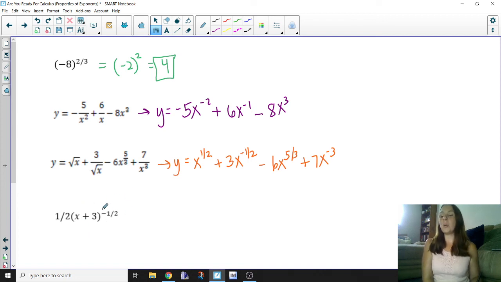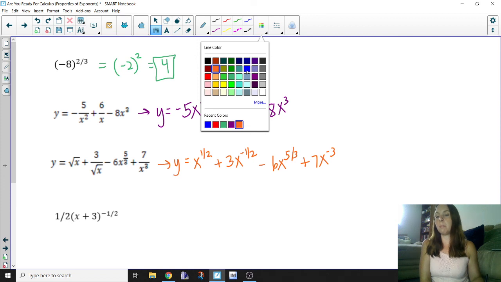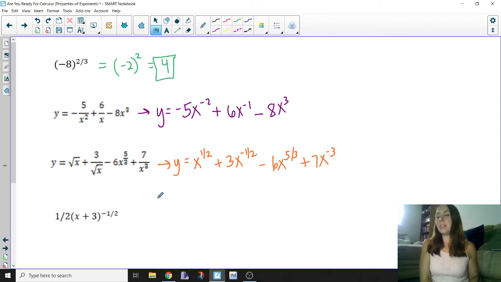And finally, one more. Knowing that an expression like this, 1/2 times the quantity x plus 3 to the negative 1/2 power, is the same as this. I could just write it equals here: 1 over 2 square root of x plus 3. Does that make sense to you? Think about that. I have this 1/2, which is the 1 over 2. I then have the quantity x plus 3, but it's raised to the negative 1/2 power. So knowing that that is the same as a square root of x plus 3 is going to be helpful as well.